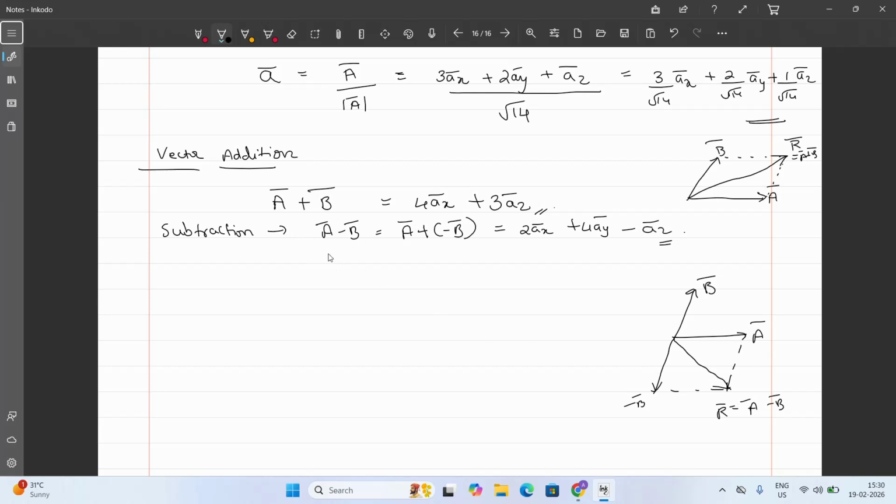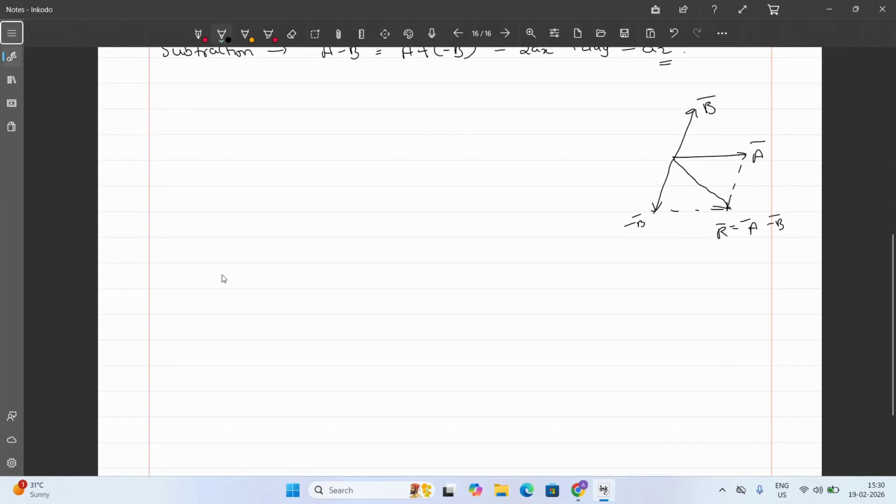Okay. The same thing can be done using simulation also. So this is about addition and subtraction. The third operation you can do on vectors is multiplication.